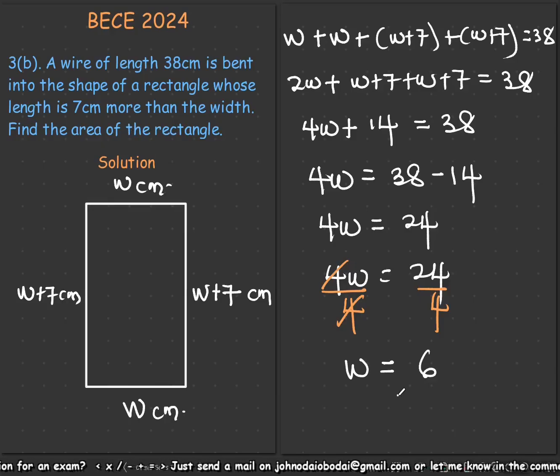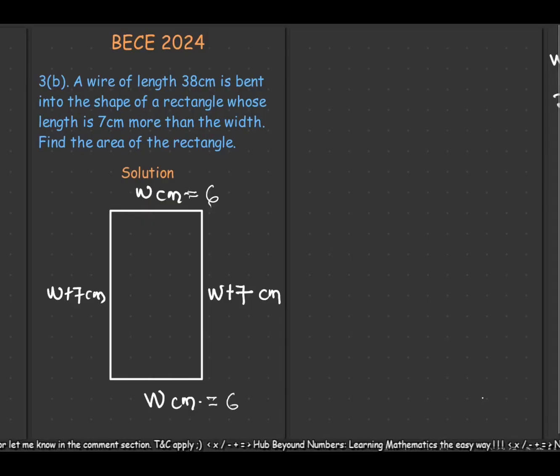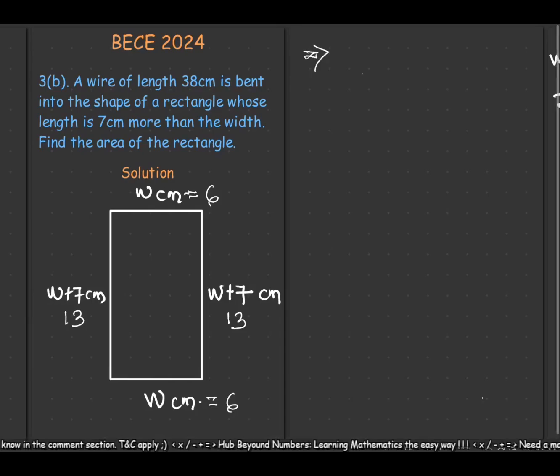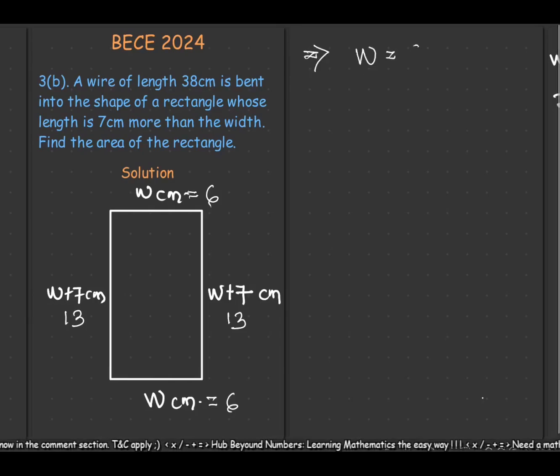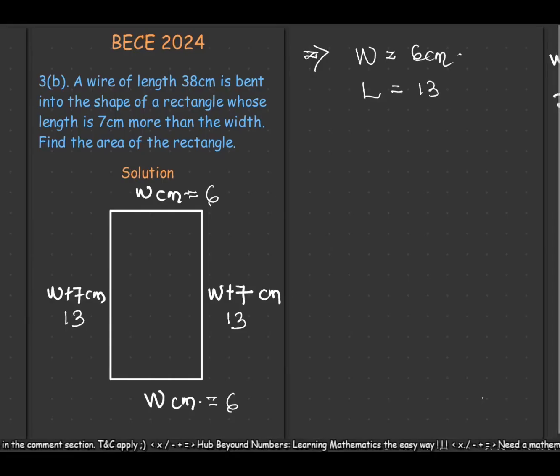Now that we've been able to get our W, we can write the length and the width correctly. This W here is equal to 6, and this here is also equal to 6. That means that the length here will be 6 plus 7, which gives us 13, and this also becomes 13. So the width is 6 centimeters, whilst the length, on the other hand, is 13 centimeters.